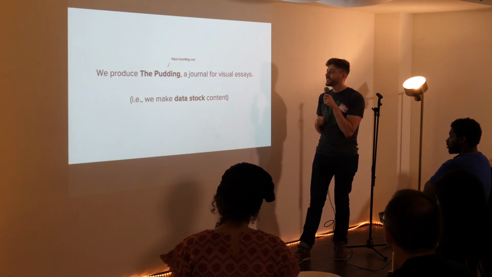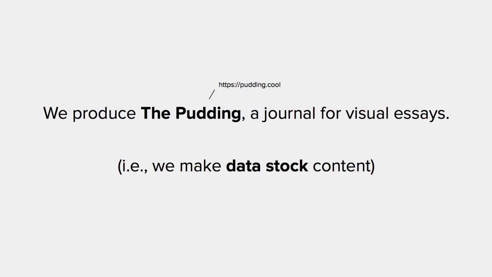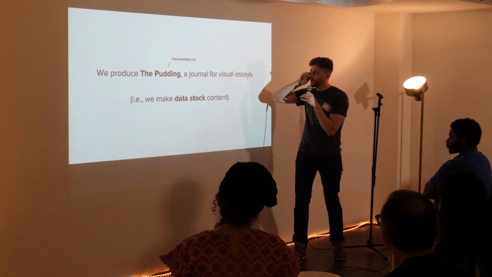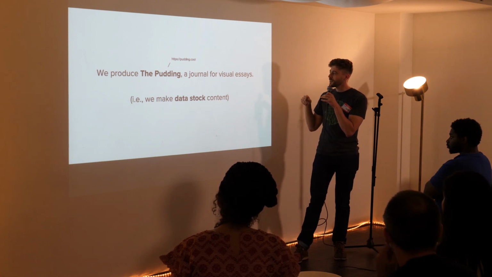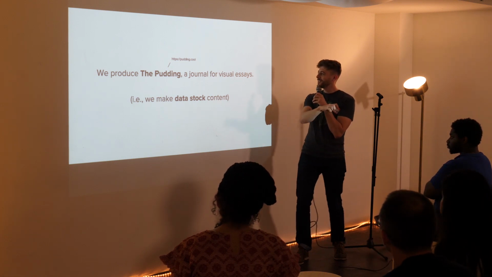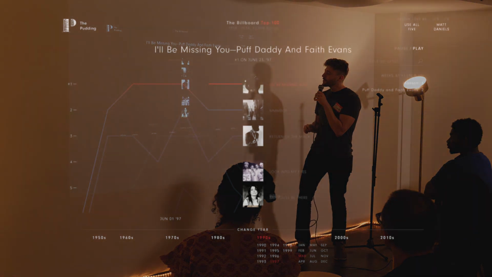Next slide. Okay. So the thing that we call this idea of stock content around divisive questions and improving discourse are visual essays. And you can see most of the articles at pudding.cool, which is the URL that we snagged. Next slide. All right, these are a bunch of examples.